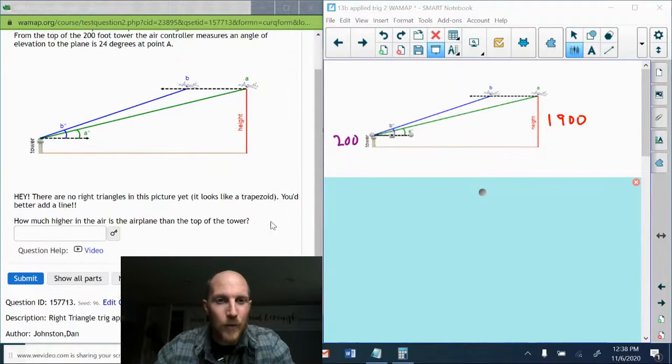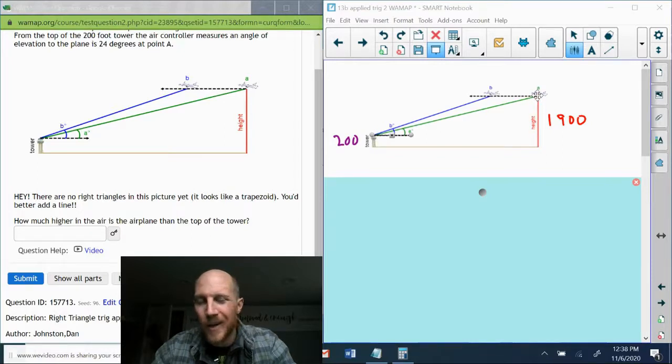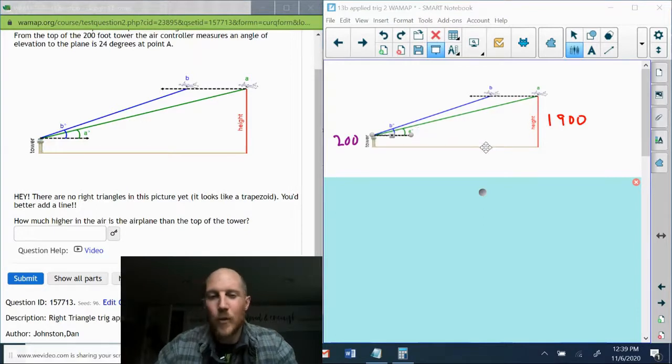All right, so we got this beautifully drawn illustration here, but hey, there are no right triangles in this picture yet. I got this funny trapezoid: down the tower, across the ground, up in the air to the airplane, and then we could cut straight across the green line back to the tower. That would make a trapezoid, or we could go across the sky to point B and then down to the tower, which also makes a trapezoid. Either way, it's not a right triangle, right?